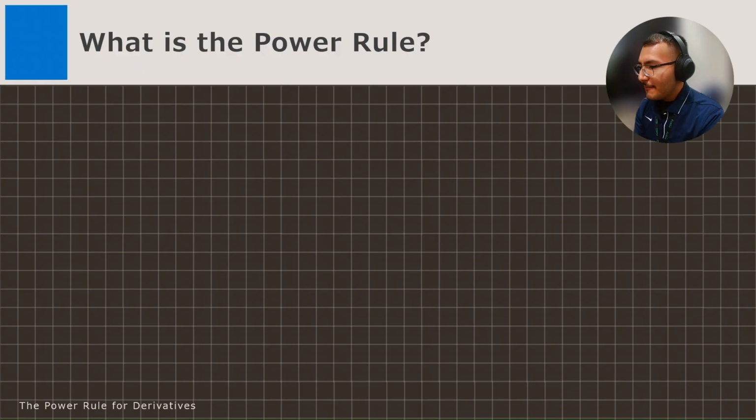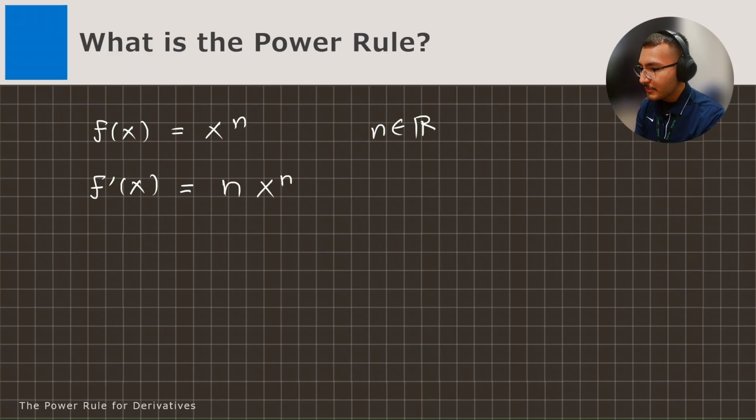So if we have a function f of x equals x to the power n, where n is some real number, the power rule tells me that if I want to find f prime of x, which is the derivative, what I have to do is take the exponent, move it to the front, and then subtract 1 from the exponent.